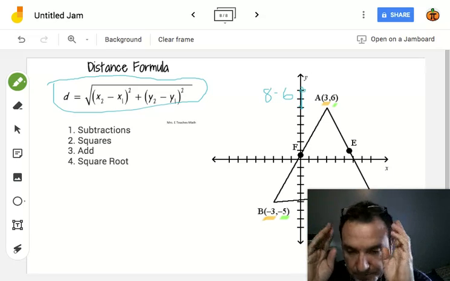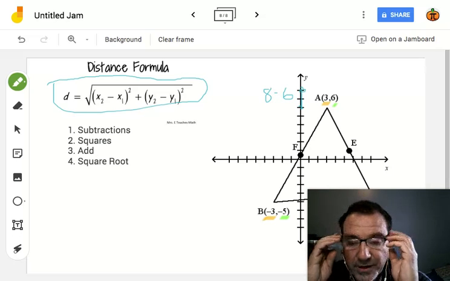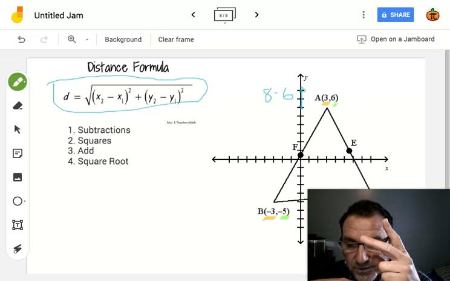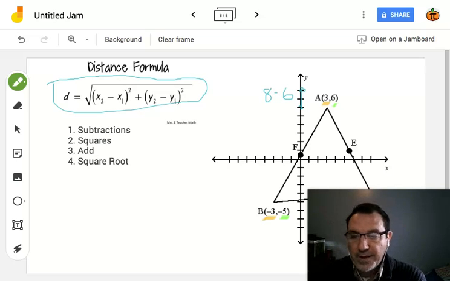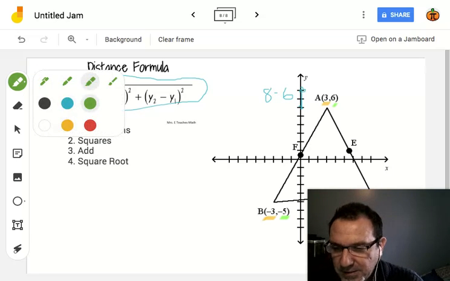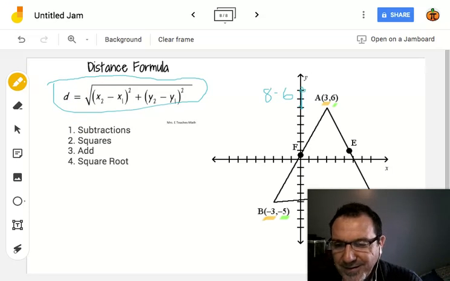Okay, so inside the square root, we have two sets of parentheses. Each of those says to subtract. So I'm going to do that. I'm going to subtract the two x's. Again, that was the ones I underlined in yellow. Now, it says x2, x1. It doesn't really matter which one you call the first point or the second point. I'm going to call it this.